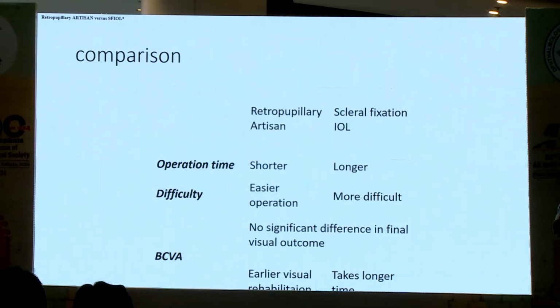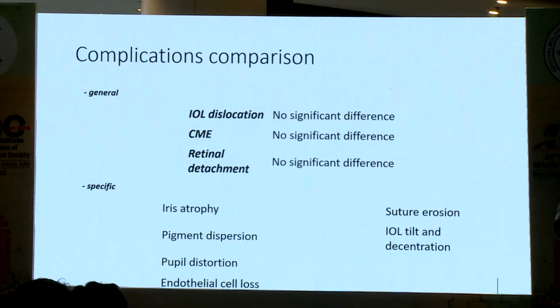Operation time is much shorter in the retropupillary technique, which is longer in scleral fixation. These days cataract surgeons don't have that much patience, so it's good to do an iris claw lens. It's an easier surgery. Scleral fixation takes long, so it becomes slightly difficult. And in final visual outcome, there is no difference. And then you have this BCVA, which is good in both the cases, unless you have a cystoid macular edema. Then IOL dislocation chances can be there in both the cases. If the CME, there is no difference, and retinal detachment chances are there, which you should be careful of, and you must keep on examining the fundus.